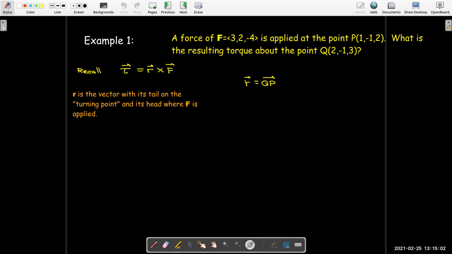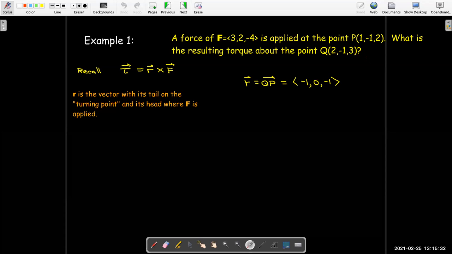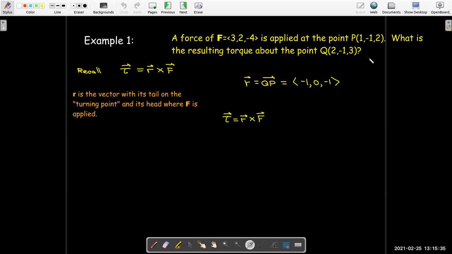So in this question, the vector R is going to be the vector QP. And so remember, we just take the head and subtract the tail. So I would take 1 minus 2, that gives me negative 1, negative 1 minus negative 1 is 0, and 2 minus 3 is negative 1. So from here, we can just apply the formula.